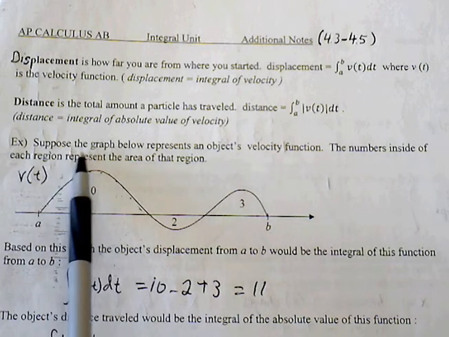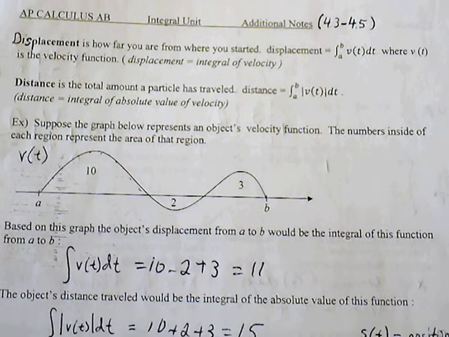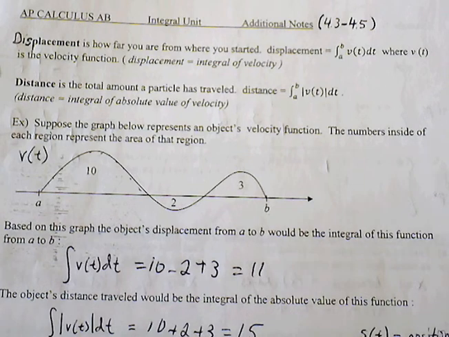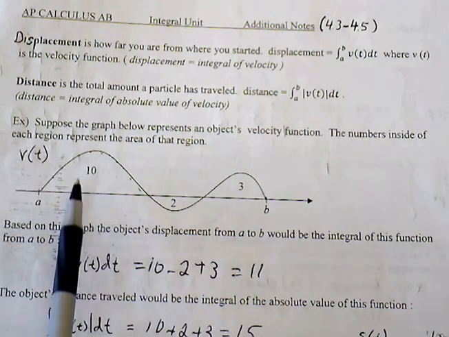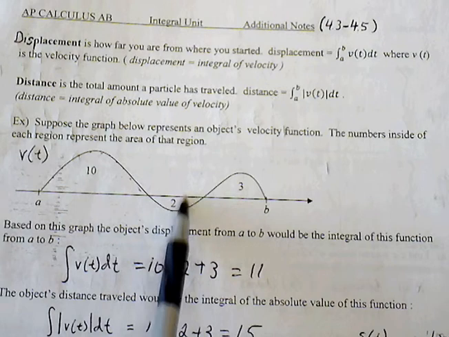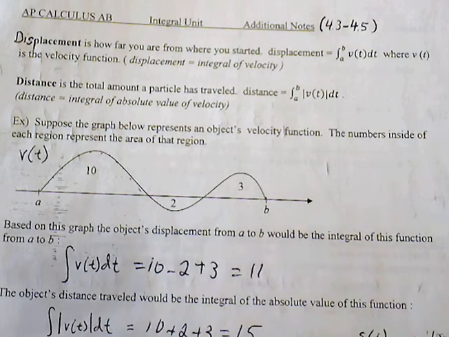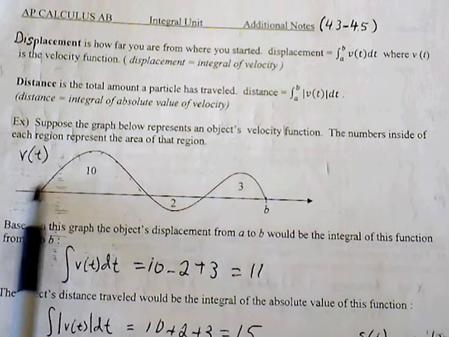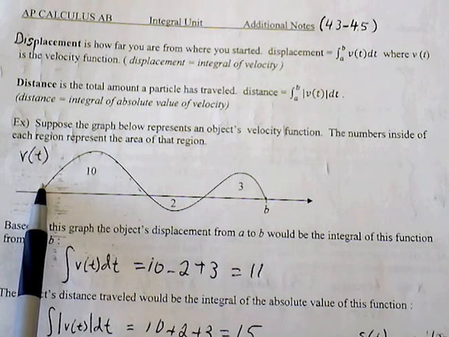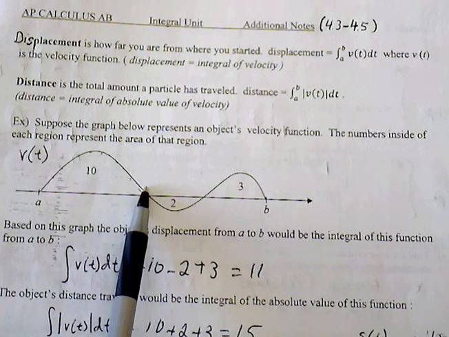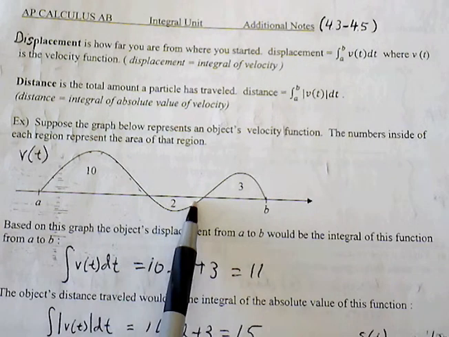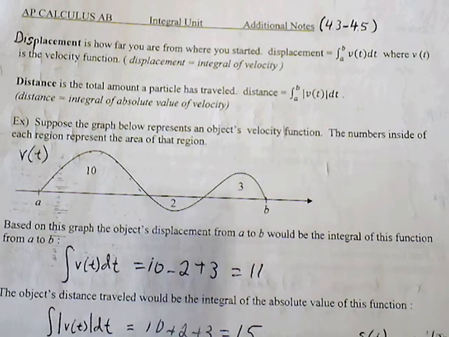So for instance, suppose the graph below represents an object's velocity function. The number inside each region represents the area, or the distance covered for that region. So the 10 represents distance covered, 2 represents distance covered, and 3 represents distance covered. Let's say this is miles, so this object is going to cover 10 miles in the positive direction. Then it's going to go backwards for 2 miles in the opposite direction, and then move forward 3 more miles.